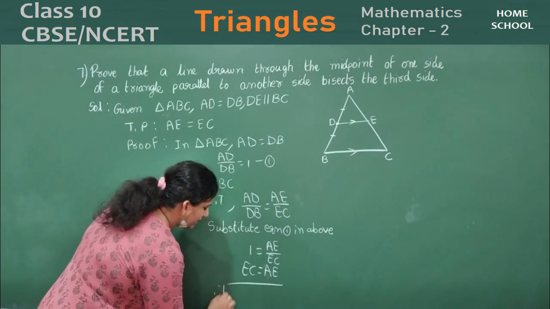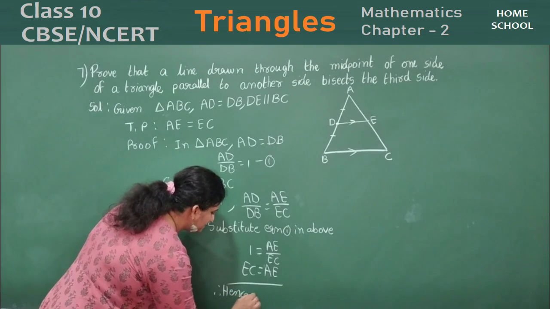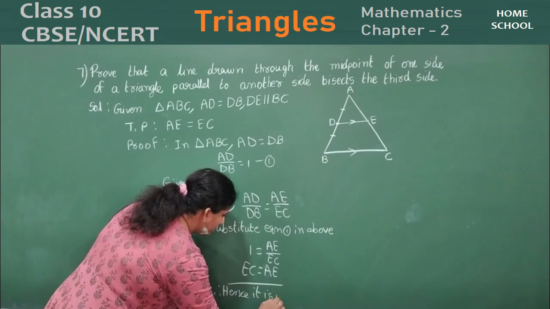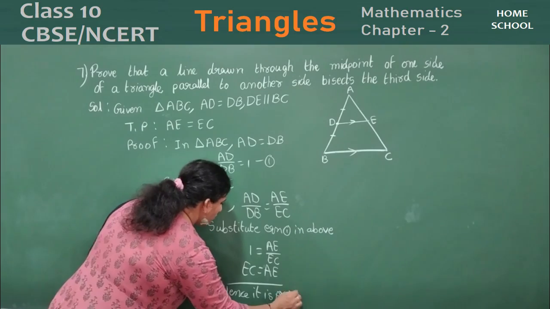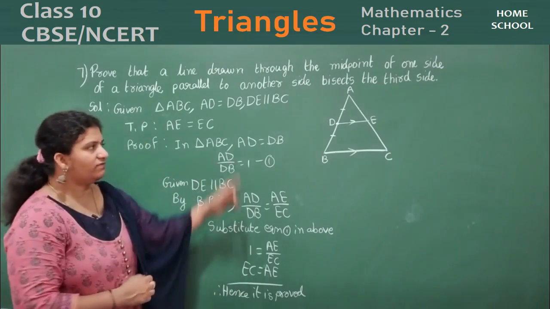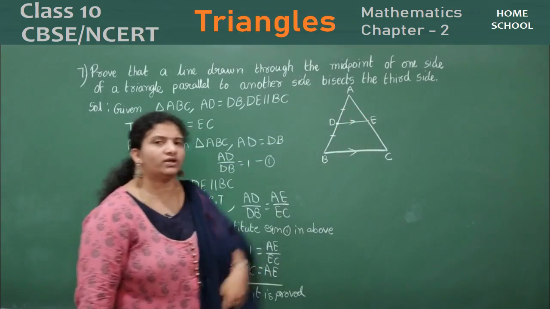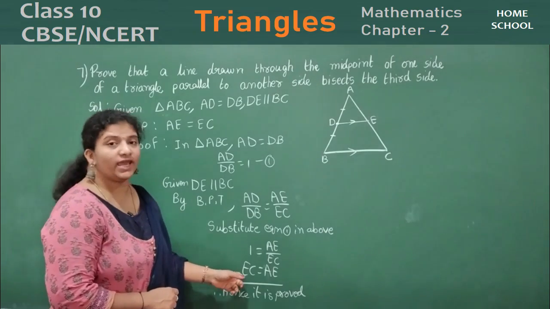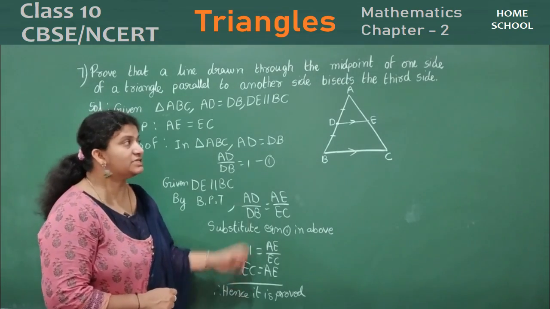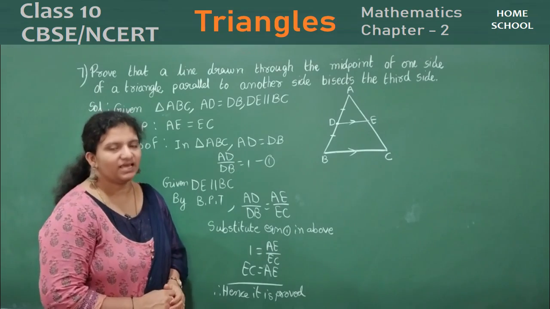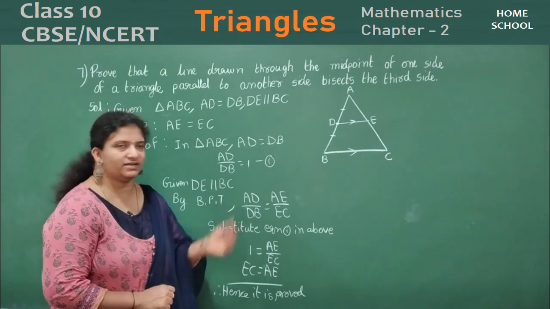Therefore, what can you write here, children? Hence, it is proved. So, what is proved here? If these two are equal, what can you say? Therefore, E is a point which is bisecting AC. If it bisects, AE is equal to EC.